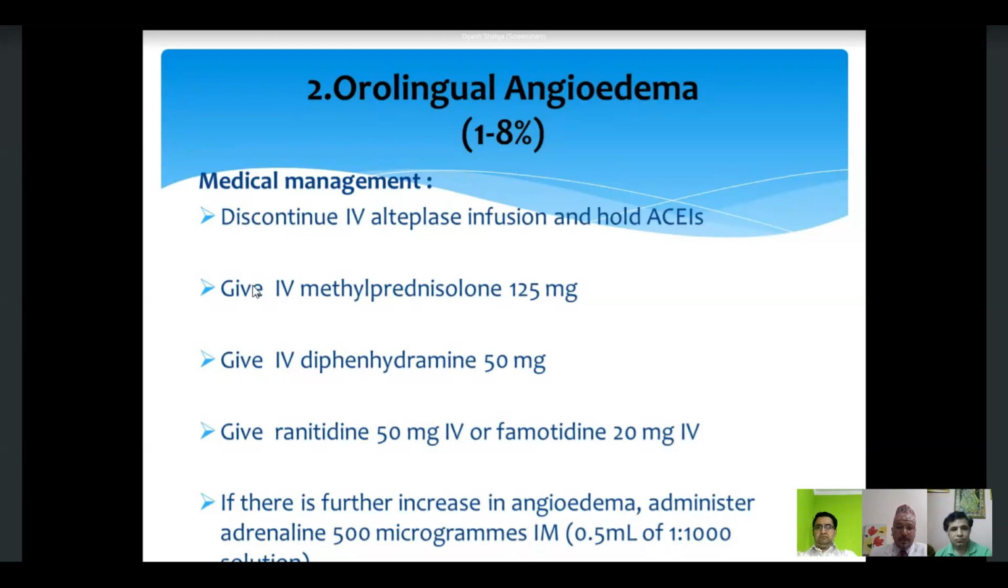Give IV methylprednisolone 125 mg stat or injection hydrocortisone 200 mg IV stat. Give IV diphenhydramine, which is an antihistamine. Give ranitidine 50 mg IV or famotidine 20 mg IV. If the angioedema does not improve and increases further, we give adrenaline 500 micrograms IM.